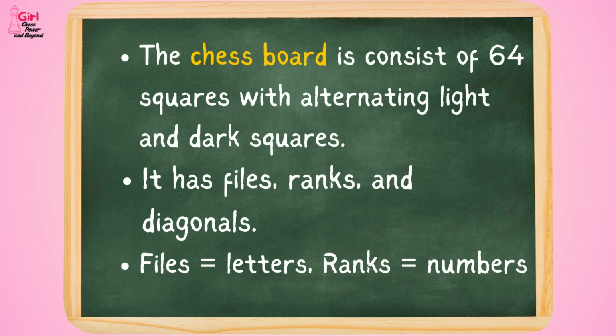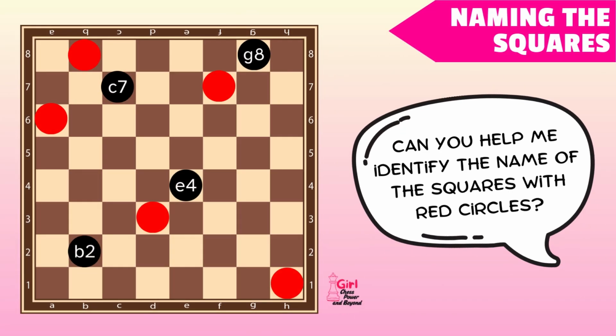Why is it important to learn about this? Okay, so remember, the chessboard consists of 64 squares with alternating light and dark squares. It has files, ranks, and diagonals. Files are letters and the ranks are numbers. They are important because we are going to use these directions when we learn about how to move the pieces. And also, knowing the different directions and what they are called is important for us to know how to name the squares.